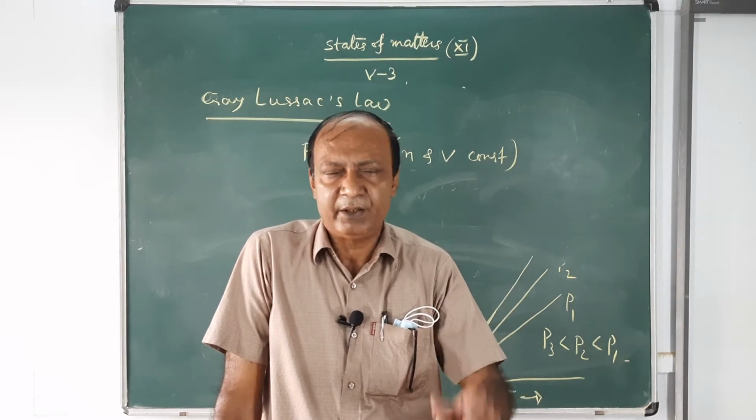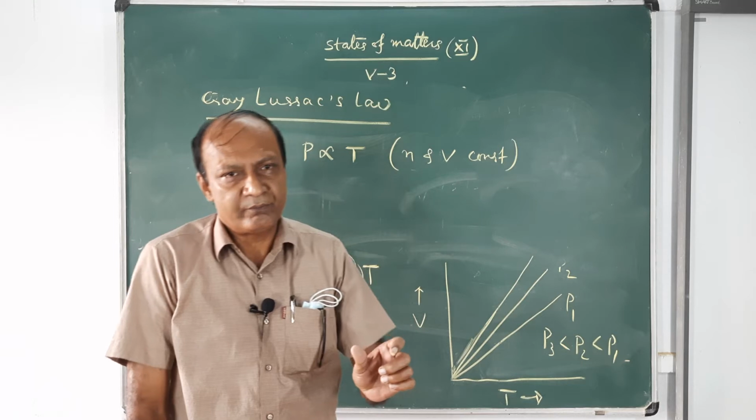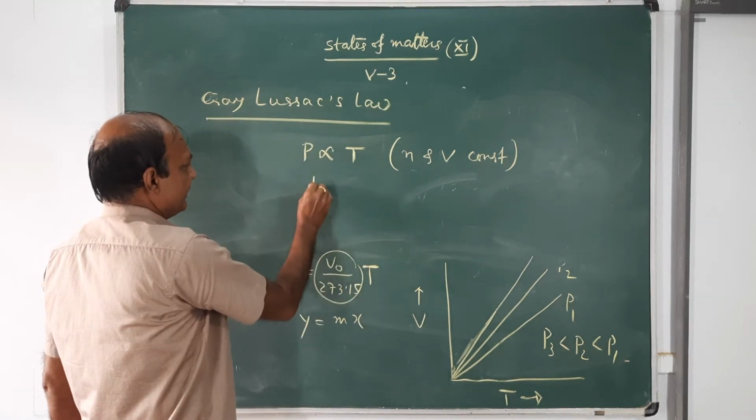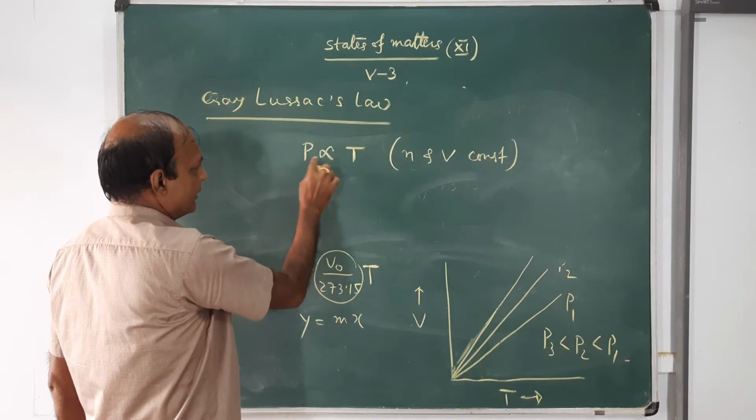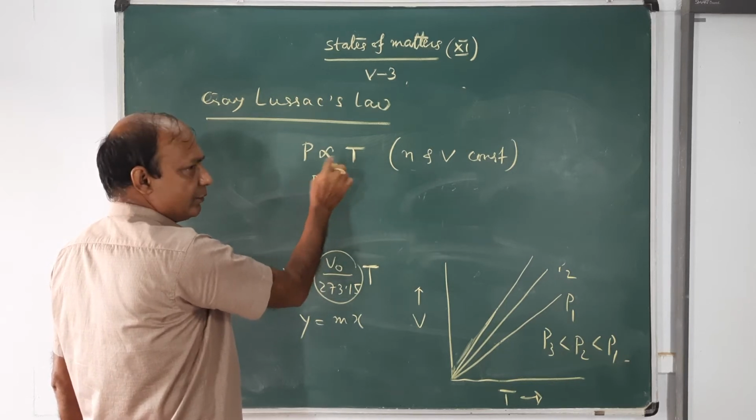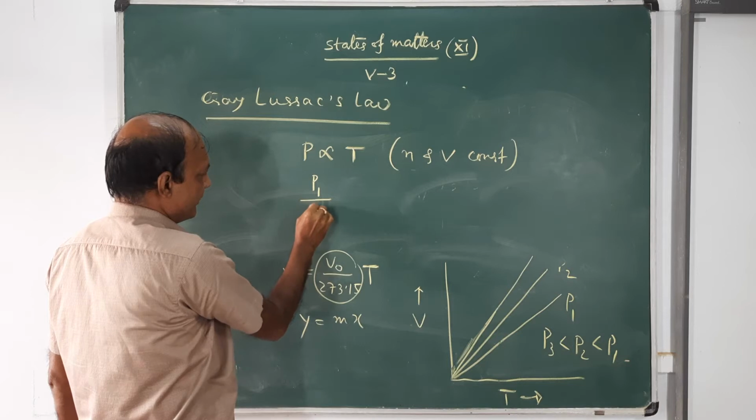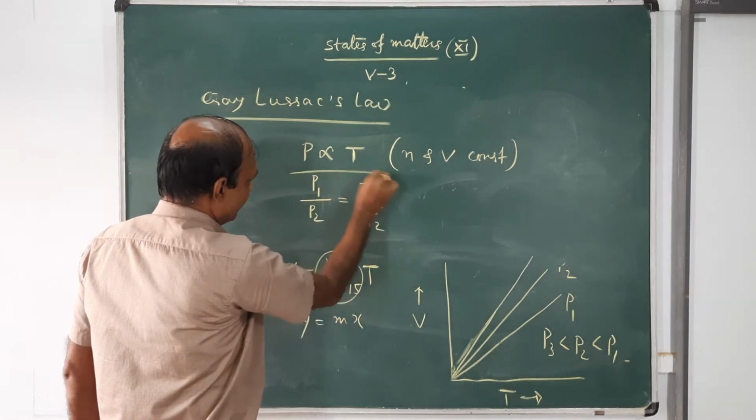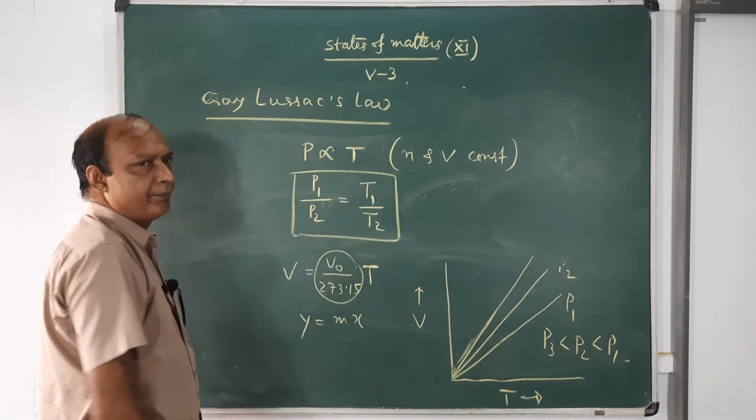If you touch it, you will see the ball peen is very hot. So, this is the pressure temperature relation. If pressure is changed from P1 to P2, and temperature is changed from T1 to T2, then P1 by P2 equals T1 by T2. This relation you can obtain for two cases.